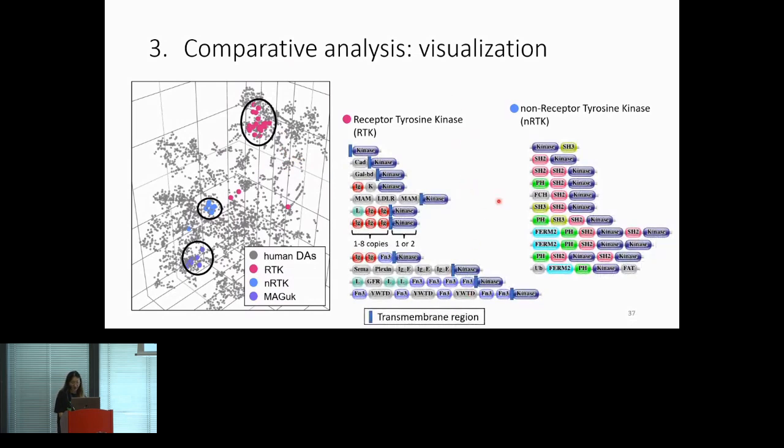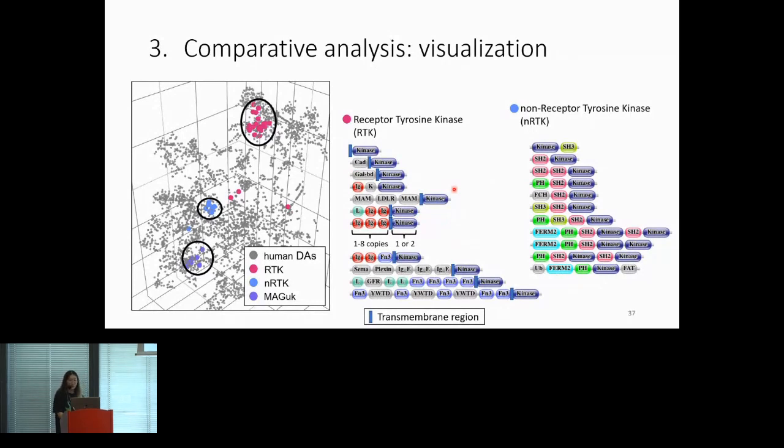So these are the two families, the RTKs and NRTKs. The receptors all have this transmembrane region where they're anchored to the cell membrane. But the non-receptor tyrosine kinases don't have the transmembrane region. This is a marker that can separate the two families. But actually, transmembrane regions are not structural domains, and so they're not included in the domain architectures that we obtained from SUPERFAMILY for this study.